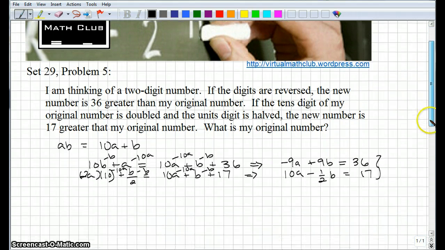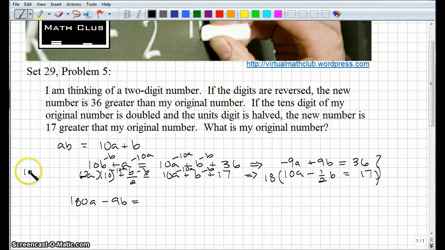Let's scroll down here just a hair. I'd like to eliminate one of these variables so I can solve for the other. If I multiply this bottom one by 18, then this will become a negative 9B, and I can add the two equations together and get rid of the B. So if I multiply that bottom equation by 18, I get 180A minus 9B is equal to 17 times 18.